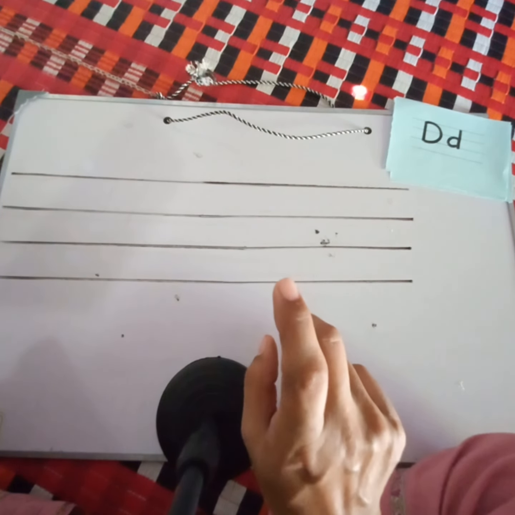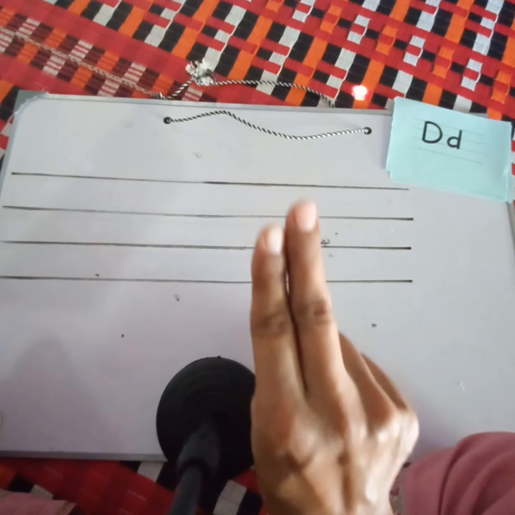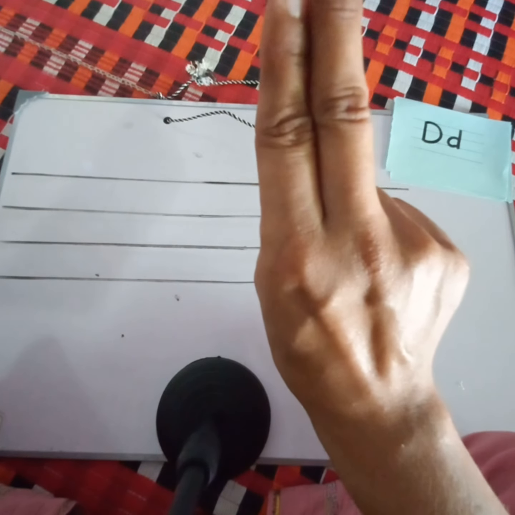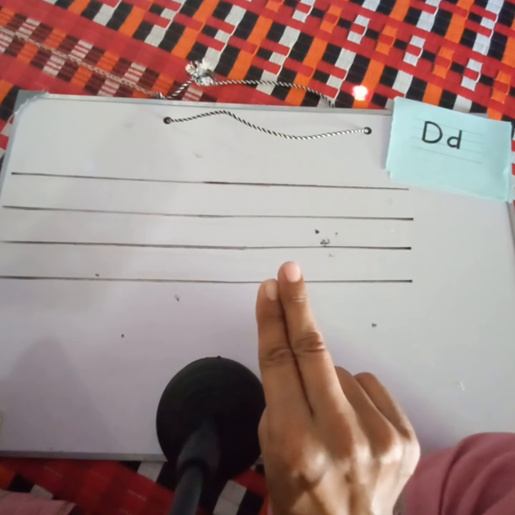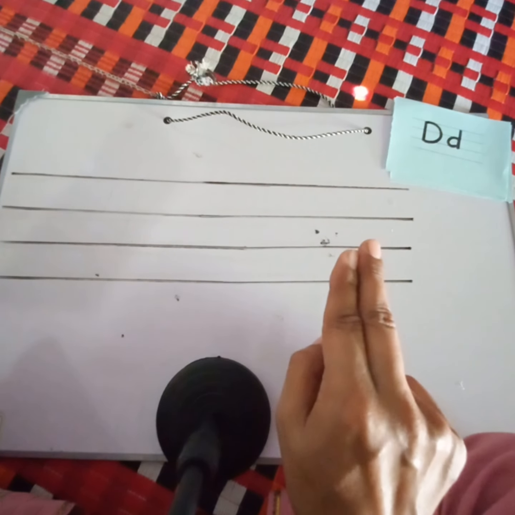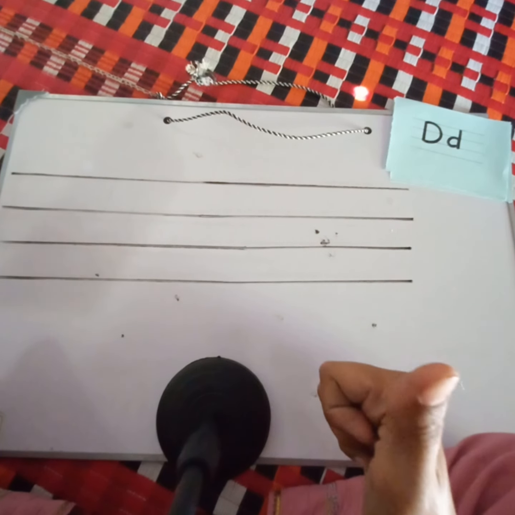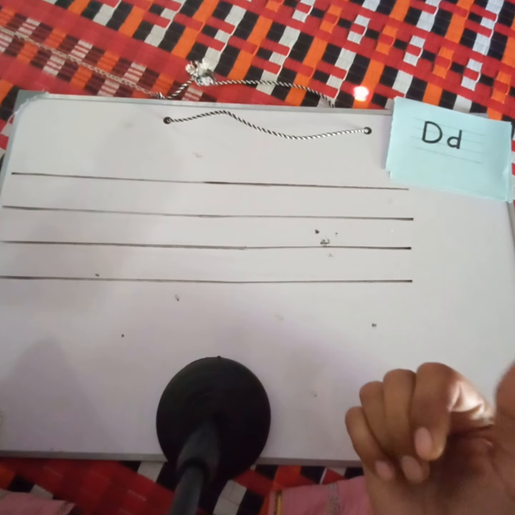The uppercase E has 4 lines. The first line goes down. First line goes down. And then 3 lines. 1, 2 and 3. Good job. Do it with me again.